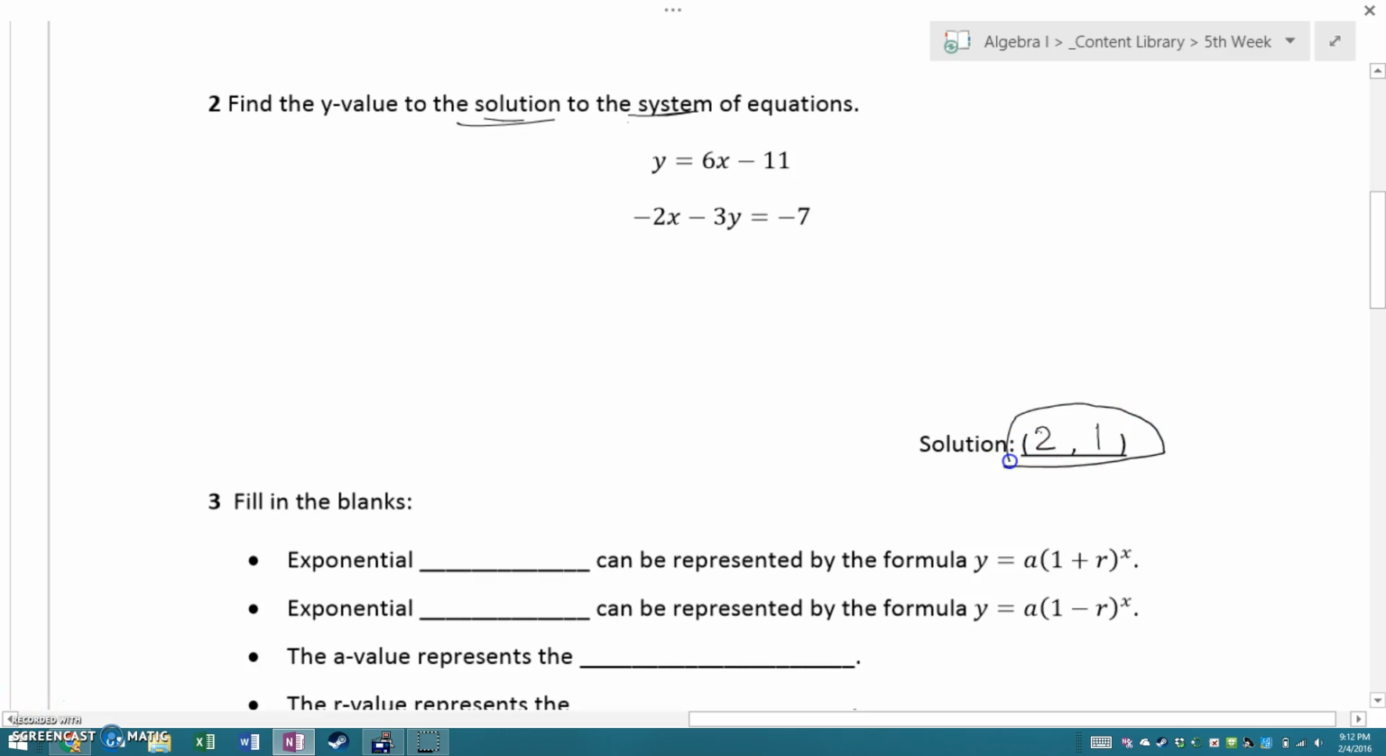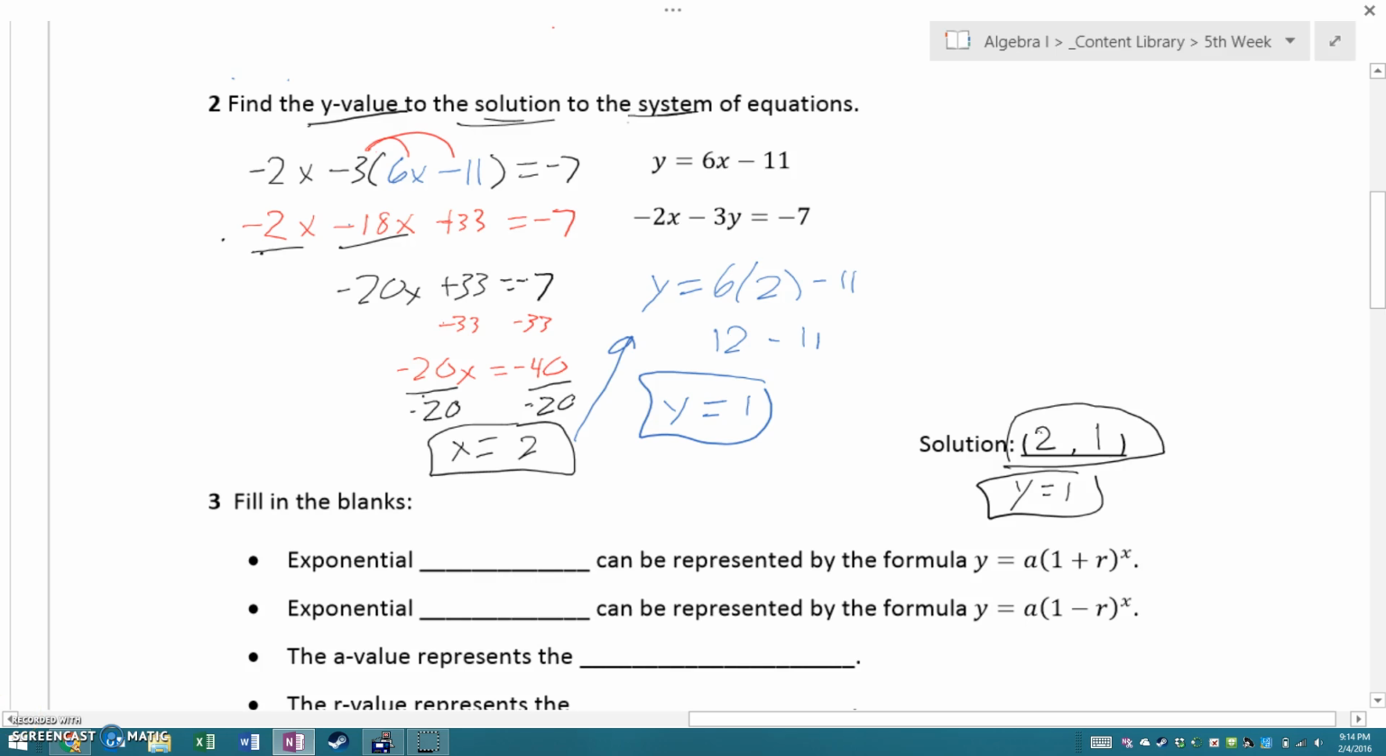All right, so the full solution is (2, 1). The y value of the solution is 1. That's what's specifically asked for here. Now I'm going to put all the work up. All right, and there's the full solution. Substituted, combined terms, solved the two-step, plugged the x value back in, got the y value. I'll leave that up for a second. You can pause it if you need to.